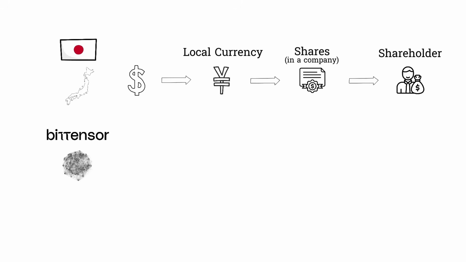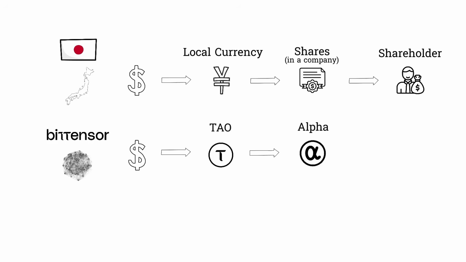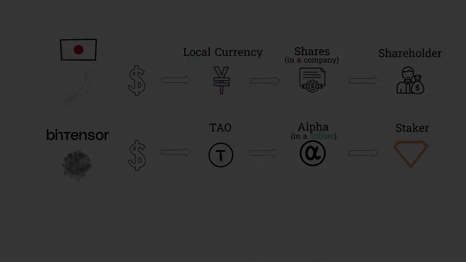In Bittensor, we call these shares alpha. You're going to convert your currency to the local Bittensor currency, TAO. Once you have TAO, you can use it to purchase shares, or alpha, in a Bittensor company, called a subnet. Once you've purchased your alpha, you're called a staker, although the technical term is a delegator or a nominator. So to summarize, you can think of Bittensor as a decentralized country, and staking alpha in a subnet is synonymous with buying shares in a company.